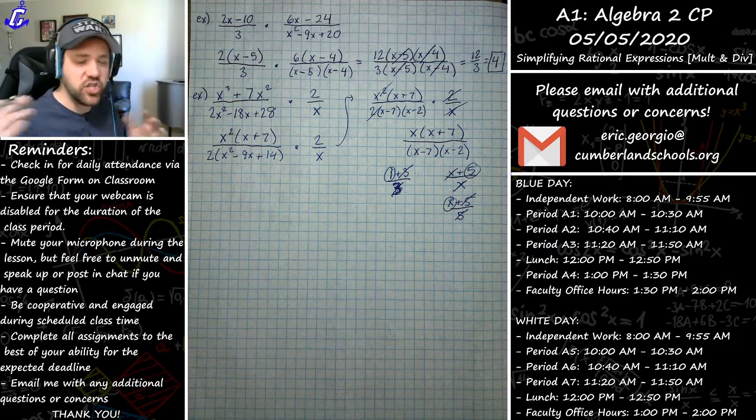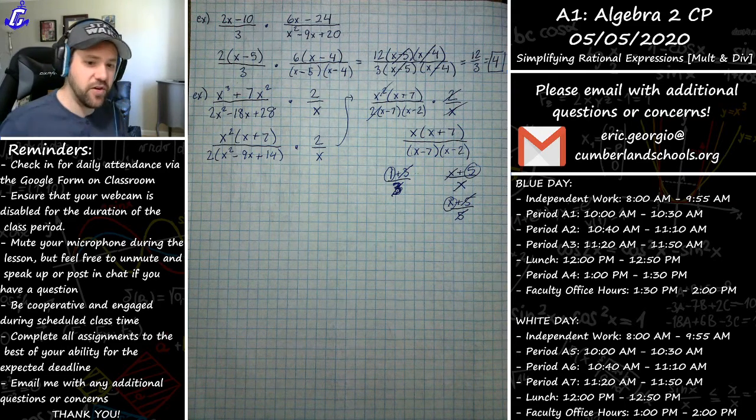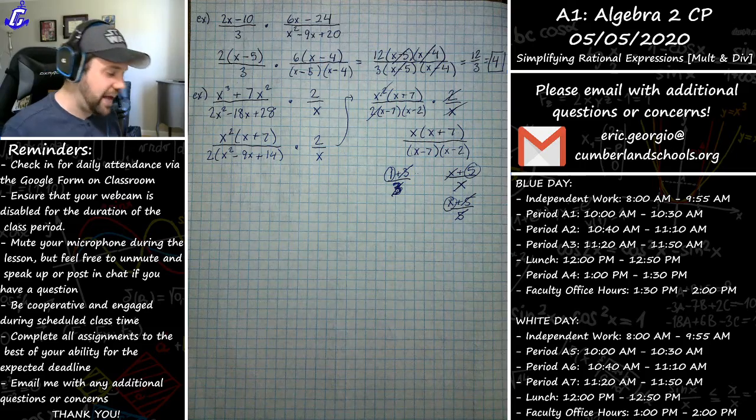We can't just cherry pick. That's commonly in algebra what's known as the crime of cherry picking, where you're just picking certain parts to cancel out with no actual algebra basis.